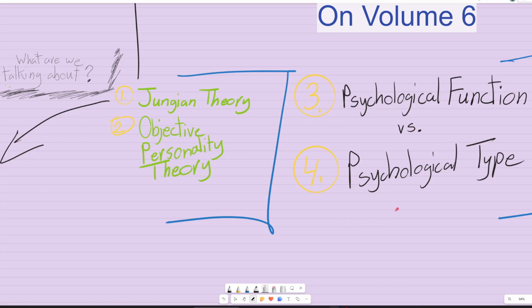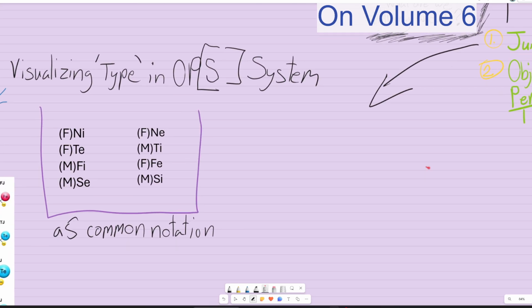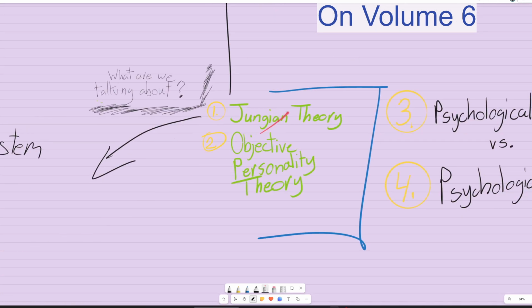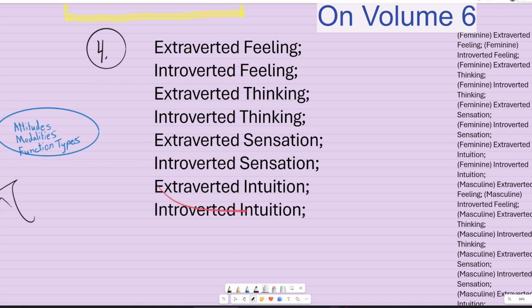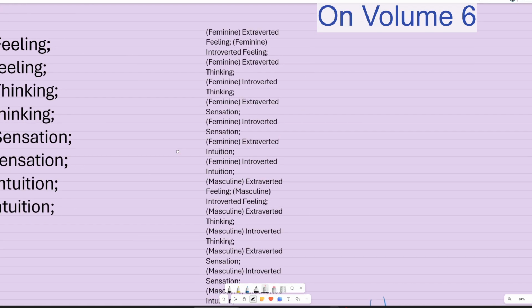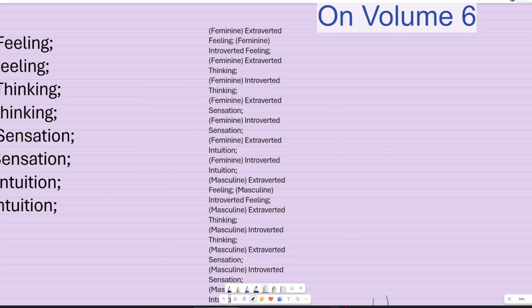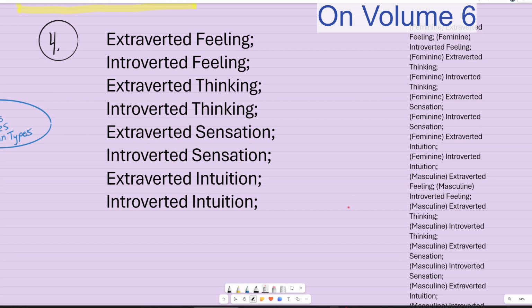What are we talking about? We're talking about Jungian theory. We're talking about objective personality theory. How did we get here from orthodox Jungian psychological functions to objective personality psychological functions? We split them. We took on a splitter's conceptualization of the world in a split second.